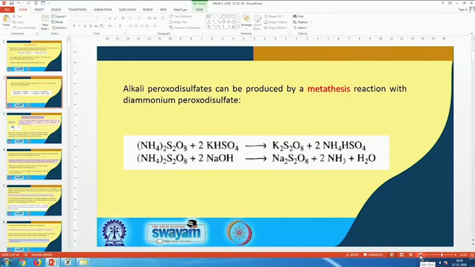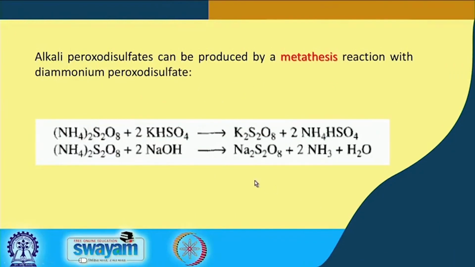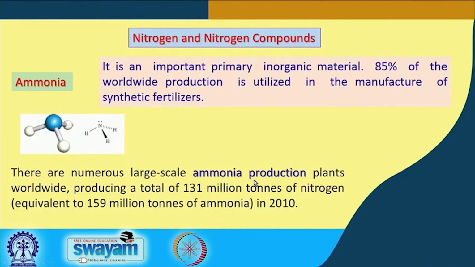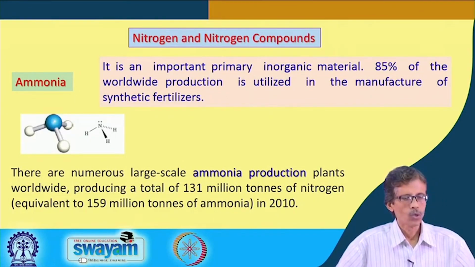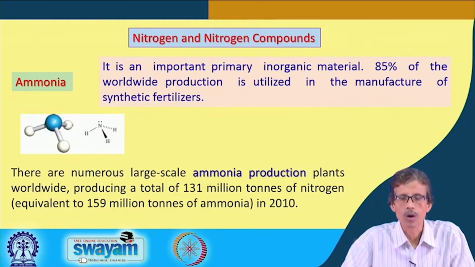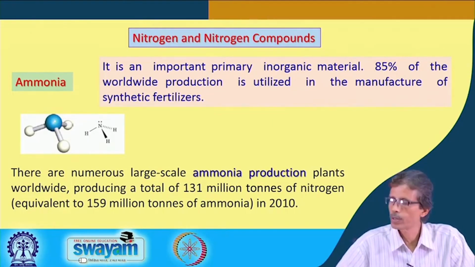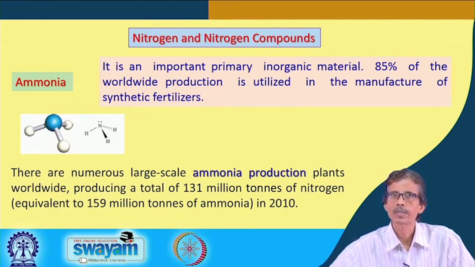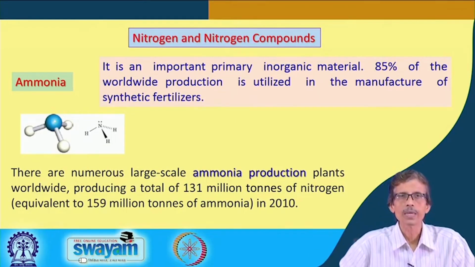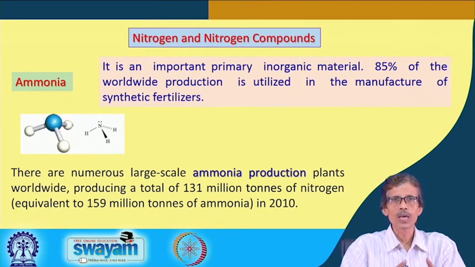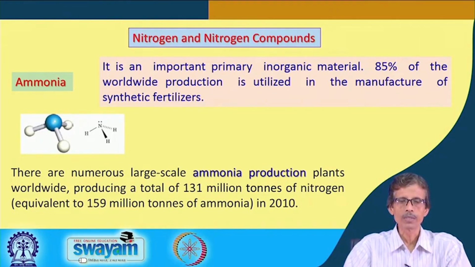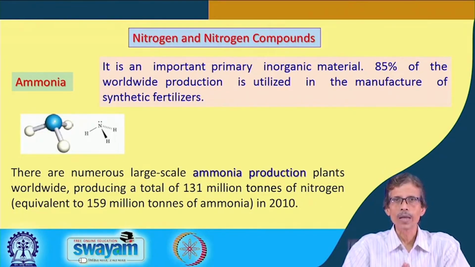Now, we just move on to the other species, our nitrogen and nitrogen based compounds. The first one we will be talking about in this particular segment of the class is the typical ammonia. We all know that the production of ammonia is always a real challenging task for an inorganic chemist, because it is the most important primary inorganic compound.